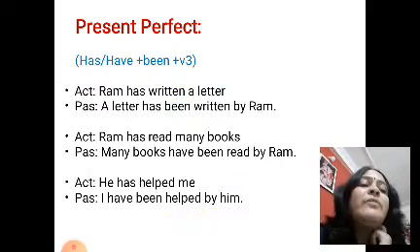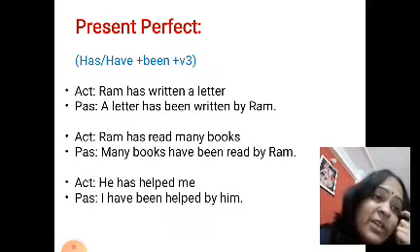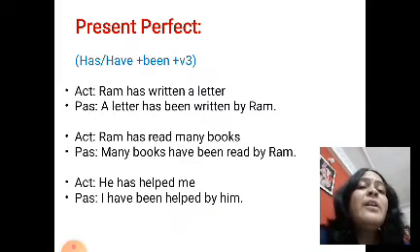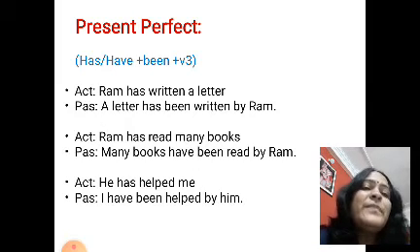Then we will start with the present perfect tense. Subject plus has/have plus V3. Ram has written a letter. So it's given here, Ram is the subject. Has plus V3. Written is the third form. Letter. Then passive: a letter has been written by Ram.